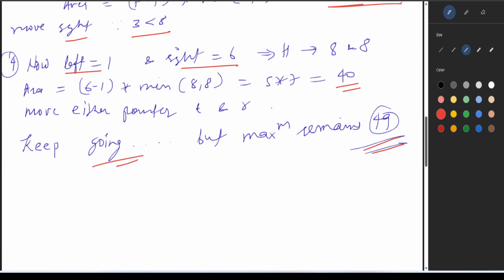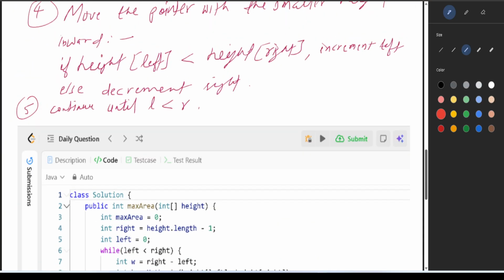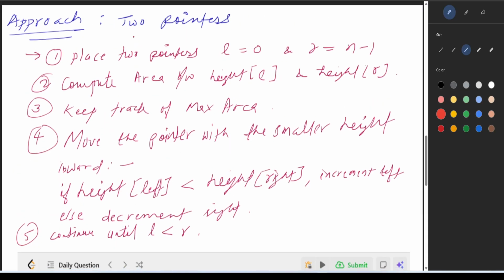So let's come to the code so you can understand, right? Very first, try to understand what we need to do. We will use the 2-pointer concept, where we have to place the 2 pointers, left and right. So left we will take at 0, right we will take at n-1. So we will compute the area from the height at left and height at right. We will need to find the minimum height, and we will compute the width into the height, and we'll keep track of our max area.